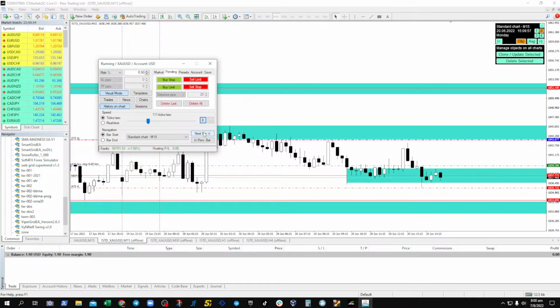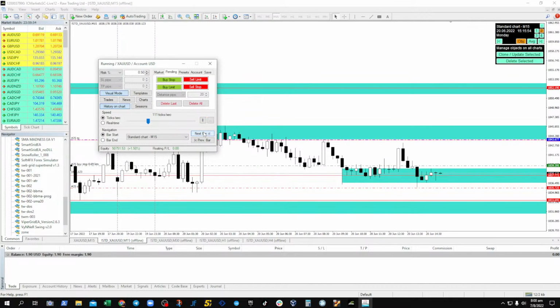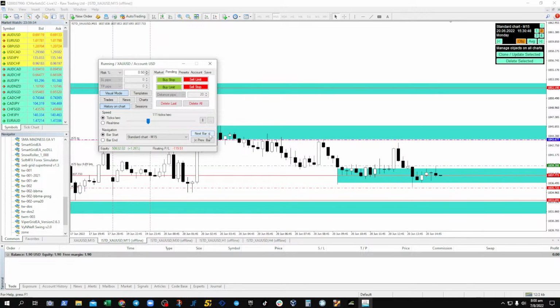Gonna forward this bar and see what happened. Okay, so it made rejection to the low side, and now we're in the trade, but immediately we go into drawdown. Price moves very sideways. Now it makes rejection to the top.